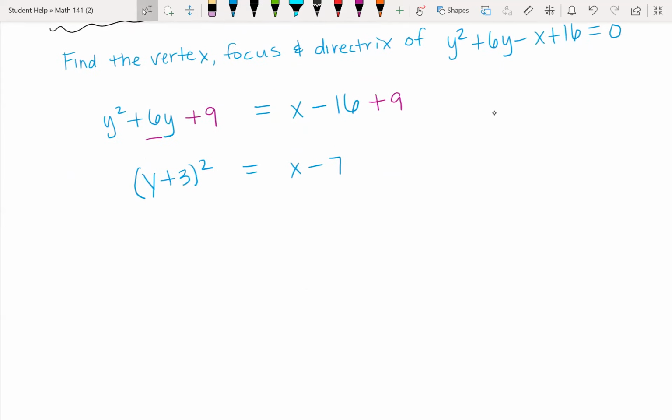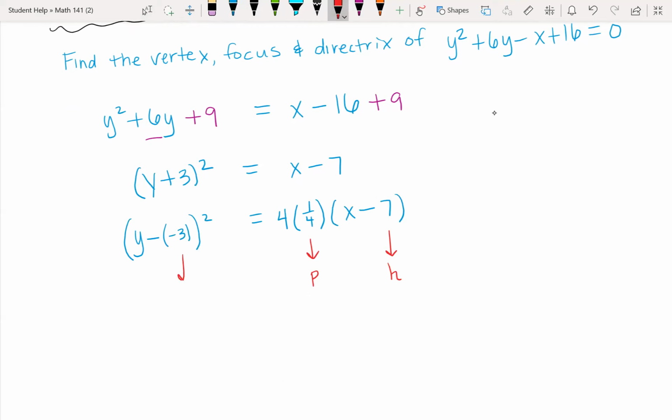Now, I don't have a number in front of x, so to put it into that format of 4 times p, I'm going to put 4 times 1/4. That's the same as just 1, right? And then I've got x minus 7 here, just to figure out what p is in this case, right? This is p. This is going to be h. And then on the left, we'll write it as y minus -3 squared. Remember, it's always subtracting a number. So then I know that k is equal to -3.